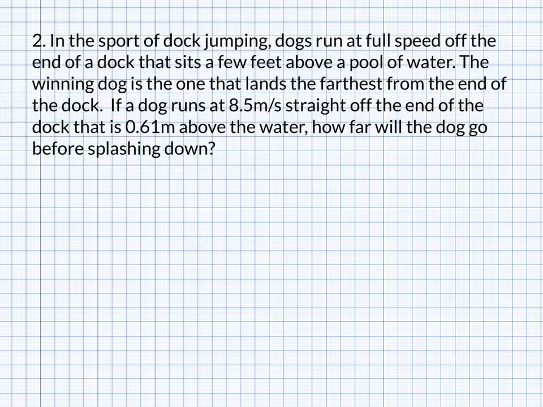Anyway, we're going to claim that this particular dog can run 8.5 meters per second, and he goes straight off. He doesn't jump up or anything. He just runs off the edge, and the edge of the dock is 0.61 meters higher than the water, which is probably about 2 feet. So let's draw this. Here's the dock, here's the water, and here's our dog.